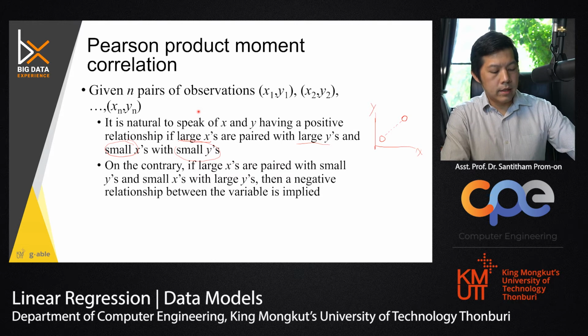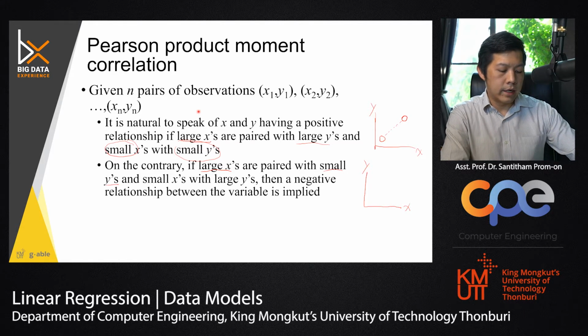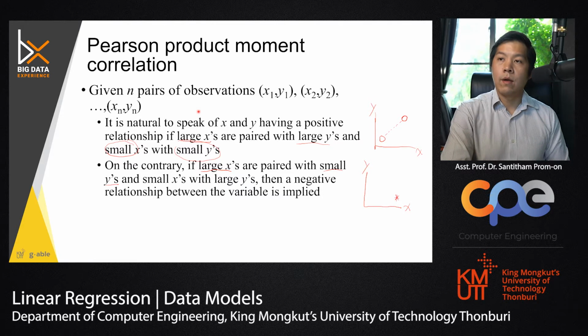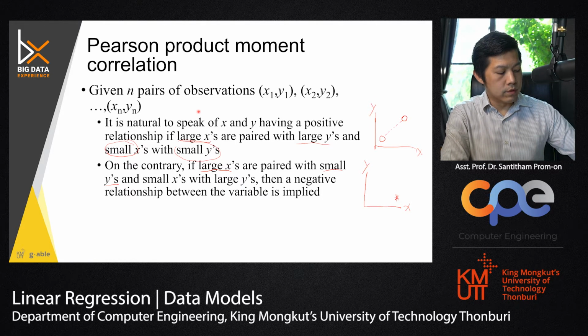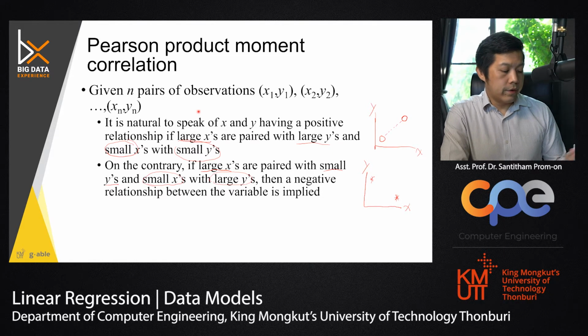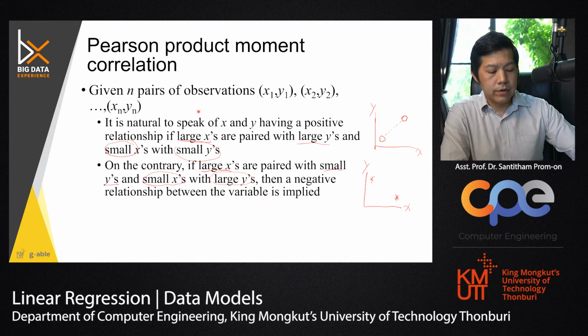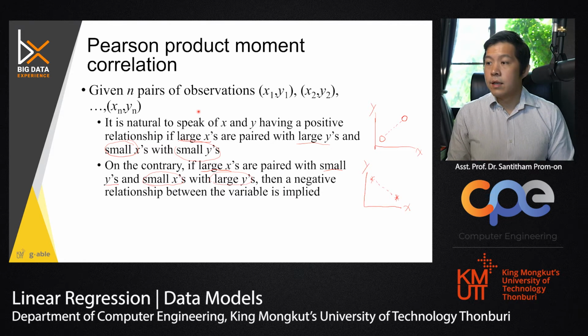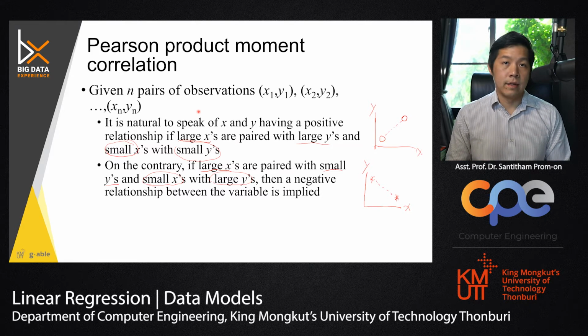On the other hand, in the negative correlation, the large x would pair with small y. That means you have a large x value pairing with a small y value, and small x values would pair with large y values, and it's here. And this relationship would be scattered along this axis. That means you would have the values look like this. So from the two, you can see that one has a positive slope, another has a negative slope, and that is actually the implication of positive and negative relationship.